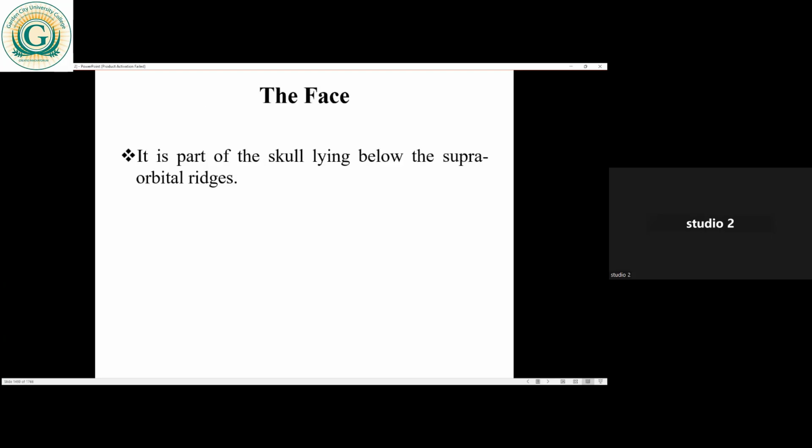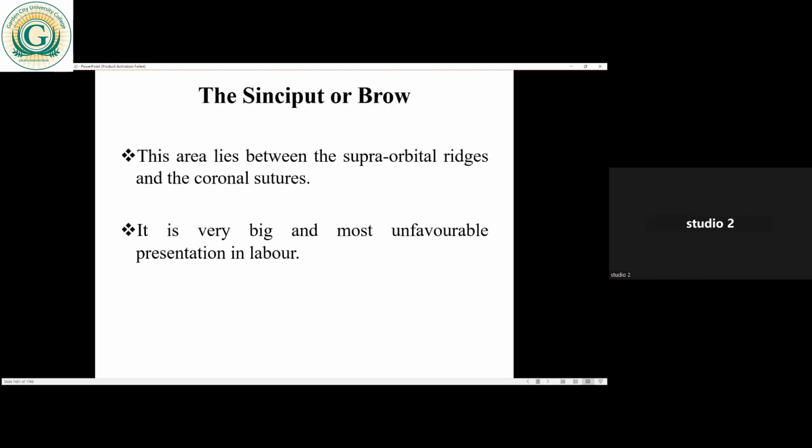So, as we said, it's called the glabella, at the supraorbital ridge. And then we have the sinciput, which is the brow. When we say the brow, that is the forehead. We call it brow. Some babies come with the forehead. This lies between the supraorbital ridge and the coronal suture. It is very big. The brow is very big. A most unfavorable presentation in labor.